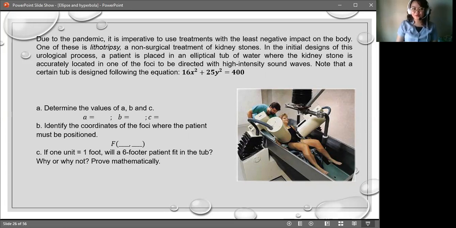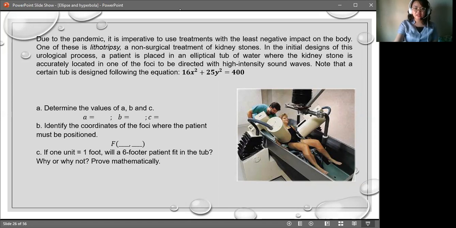As you can see here, we have a picture of lithotripsy. So first step, we have to identify the standard form of equation of our ellipse. As you can see, it's not yet in standard form of equation. So we also have to answer the following questions. Determine the values of a, b, and c. Identify the coordinates of the foci where the patient must be positioned. And if 1 unit is equal to 1 foot, will a 6-footer patient fit in the tub? Why or why not? Prove mathematically.